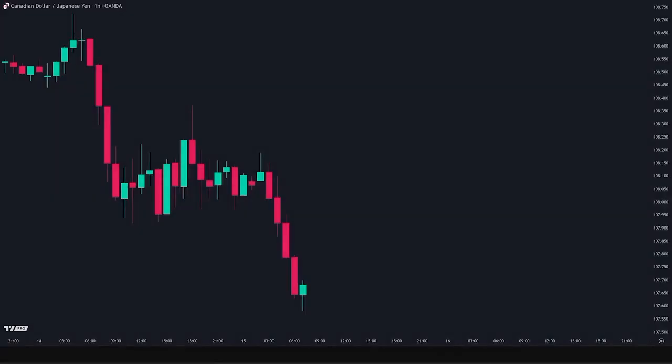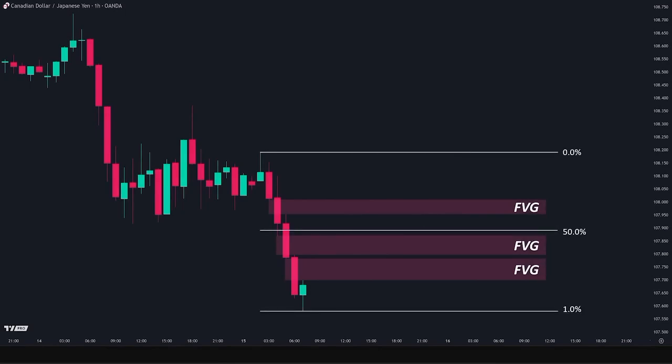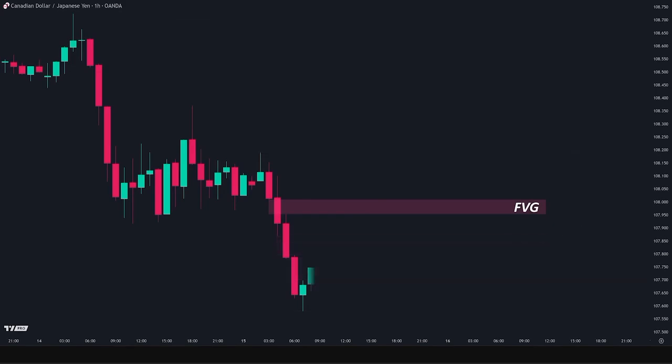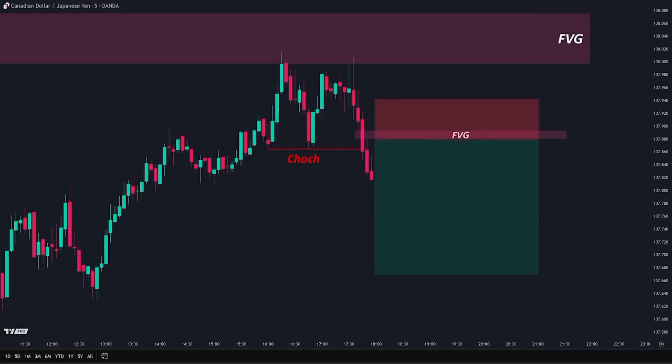Next, on the CAD-Yen 1-hour chart, we see a clear downtrend with multiple fair value gaps. But after applying the retracement tool, only one of these zones is a valid supply according to our rules. Once we mark our trading zone, we wait for price to retrace back into the area and then zoom into a lower time frame to execute the trade according to our plan. On the 5-minute chart, price forms a change of character along with a fair value gap, giving us our entry setup. We place a sell order at the beginning of the FVG zone and set our stop loss above it. As you can see, this trade ends up being a win.